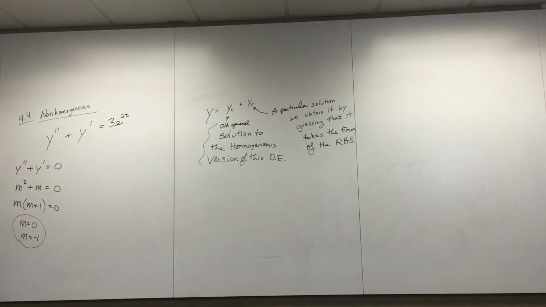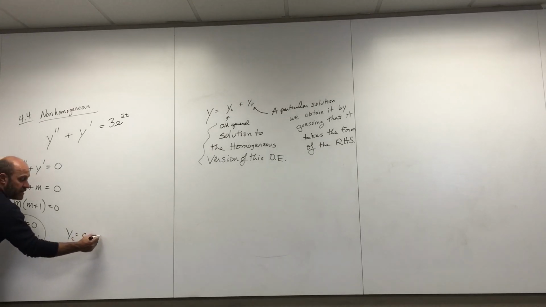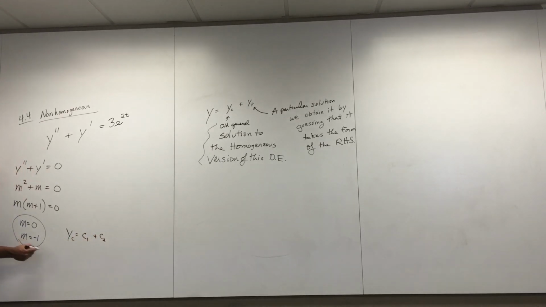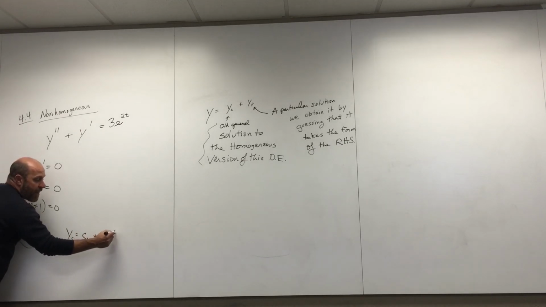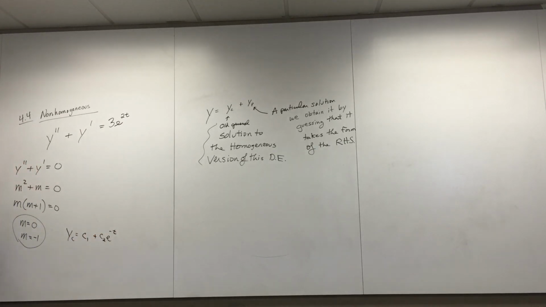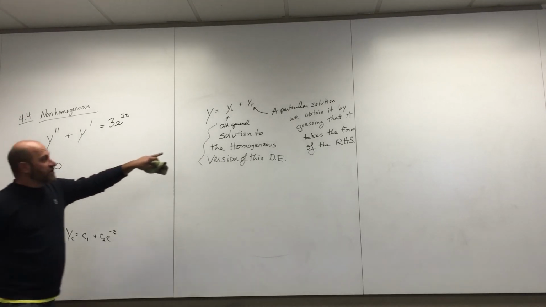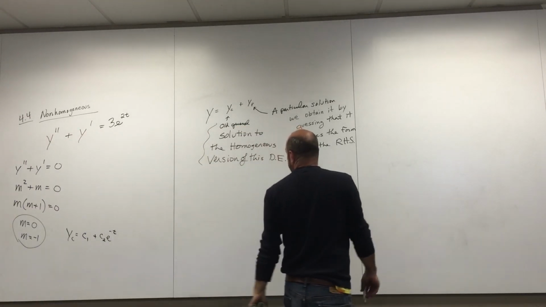So I think my YC is C1 e to the 0t, which I won't write, plus C2 e to the -t. All right, that's the good old YC, the good old solution to the homogeneous version of this DE.